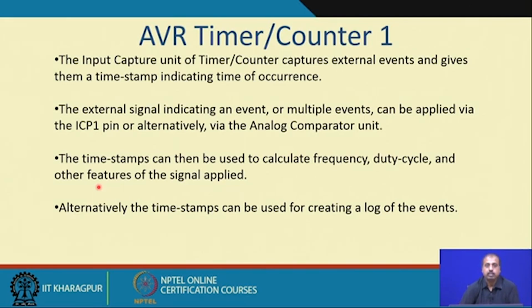As I was telling in the last class, you can capture two different points of a signal, and accordingly determine the frequency or the duty cycle of the signal. Those types of applications can be done. It can also be used for creating a log of events. For example, if I am counting items coming on a conveyor belt and also want to note when individual items actually came to the point, I can do this by noting down the corresponding time stamps.